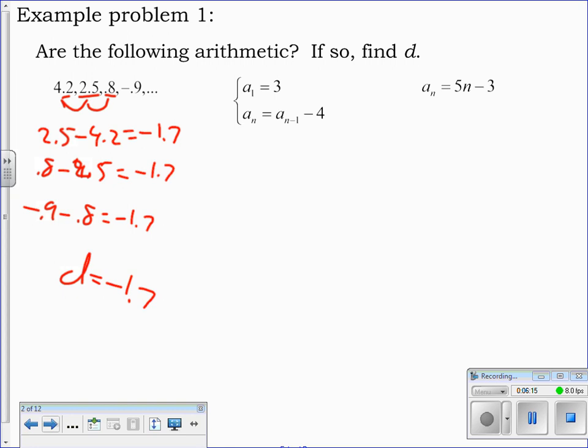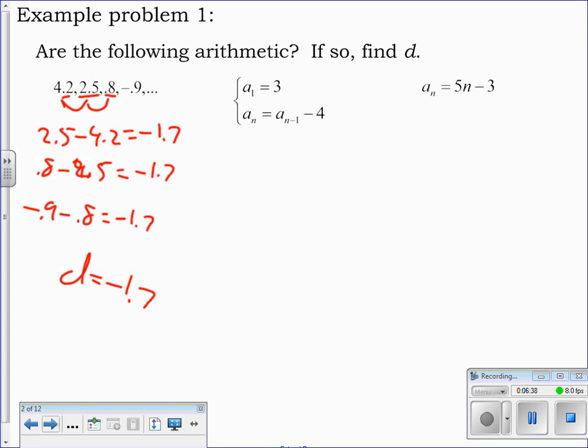Okay. If you're not sure, do the subtraction thing and see if that's what it is. And because it's a relatively short sequence, you check them all. Okay, the next one. This is a recursive formula. You're given the first term, and then you're given how to find the next term.